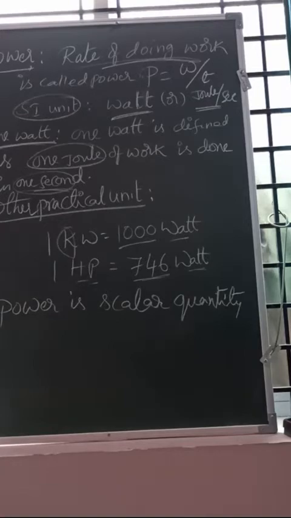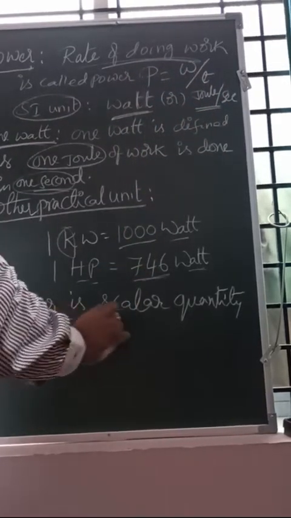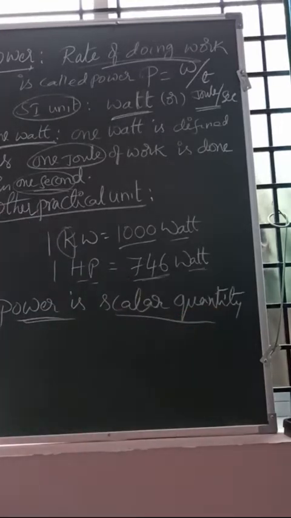Now, scalar by scalar gives a scalar only. So power is a scalar quantity. Power is a scalar quantity. Clear? Now, work is a scalar quantity, power is also a scalar quantity.